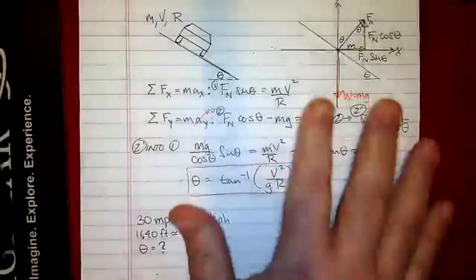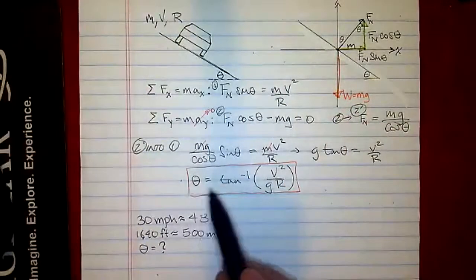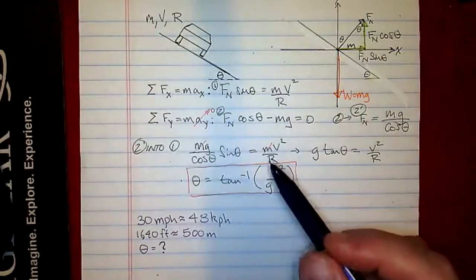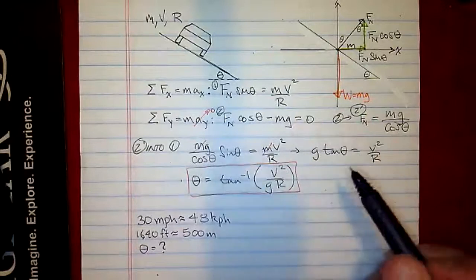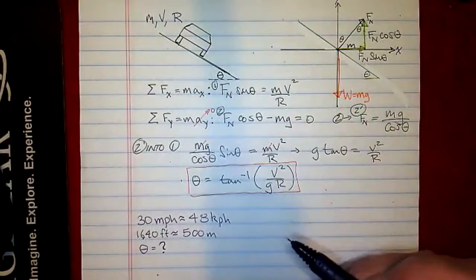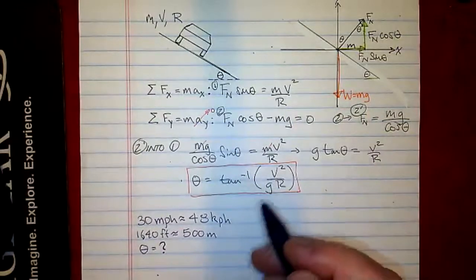So right here, you see this is the problem that I solved in the other video, and you see that my final result was theta equals the inverse tangent of v squared over g r. We found that the masses actually canceled out right here. That's why this answer doesn't have a mass in it, and that means it's good for all vehicles, no matter what their mass. And this was again without friction.